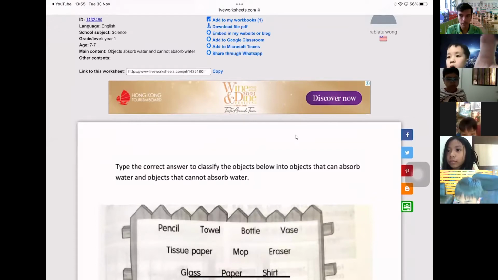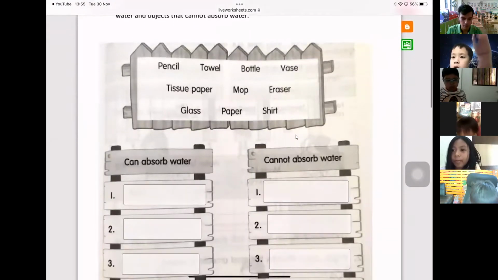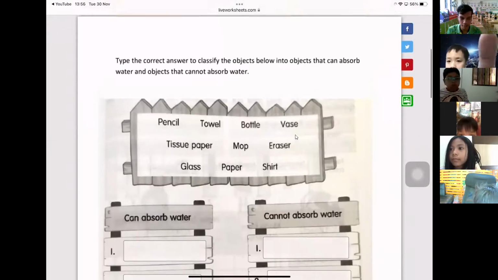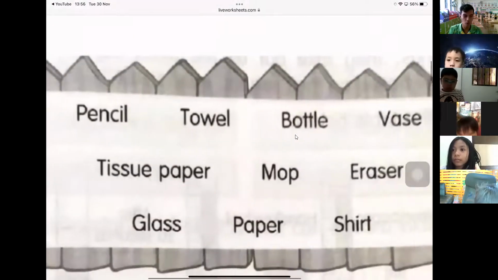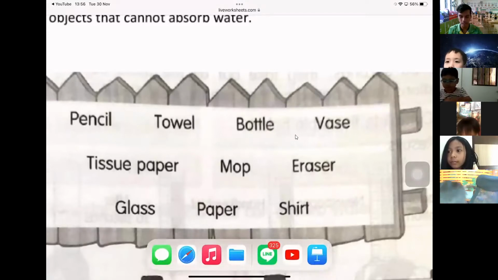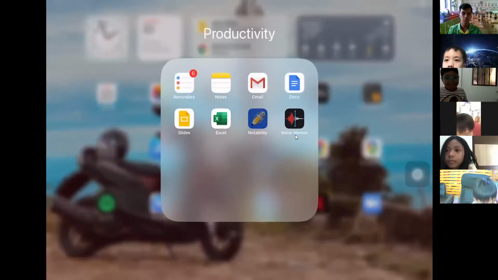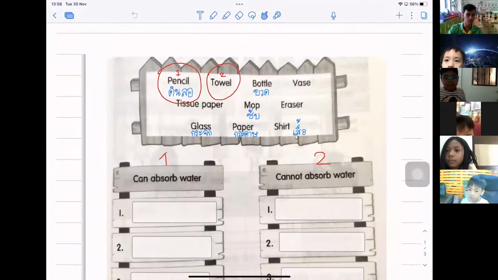Okay. Teacher Bobby will teach you how to do this live worksheet. Look at the word box. Inside the word box, we have a few words like pencil, towel, bottle, vase, tissue paper, mop, eraser, glass, paper, and shirt. Tissue paper and tissue, they are the same thing, okay?